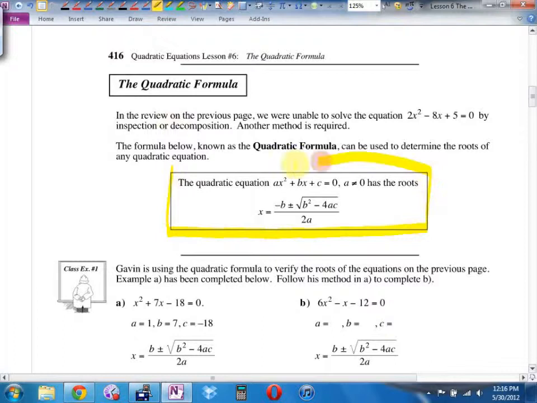This is the quadratic formula. The quadratic formula says this. You want to find x? x equals negative b plus or minus the square root of b squared minus 4ac, all over 2a.